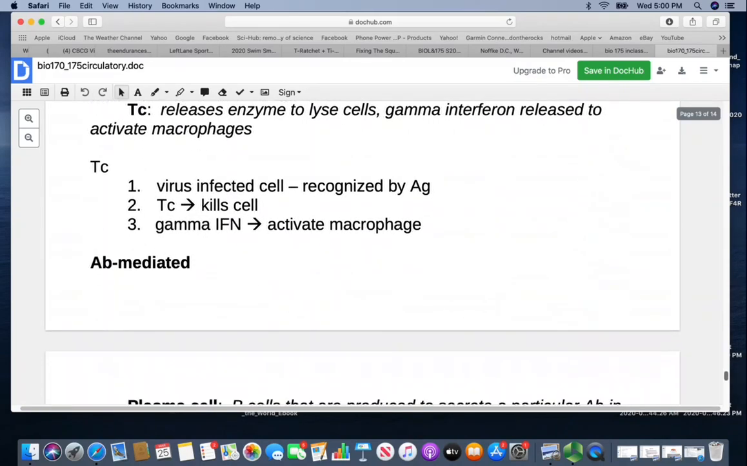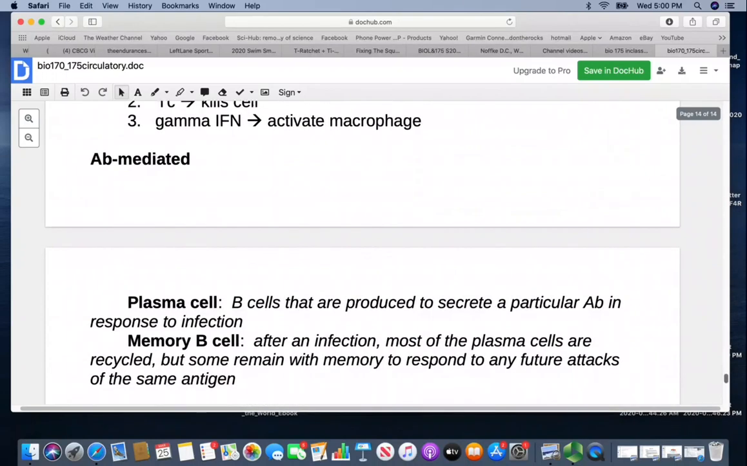When you have an antibody-mediated response, here when you have the invader, the plasma cells or B cells will recognize that there's an invader, and they're produced to secrete a particular antibody in response to that infection. So the antibody that they produce will only work towards that one invader. They're also going to require a co-stimulator. And then after the infection, you can have memory B cells.